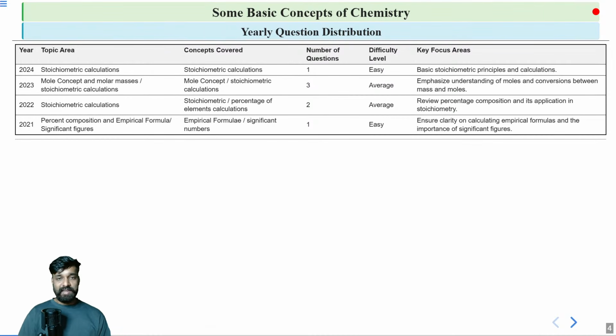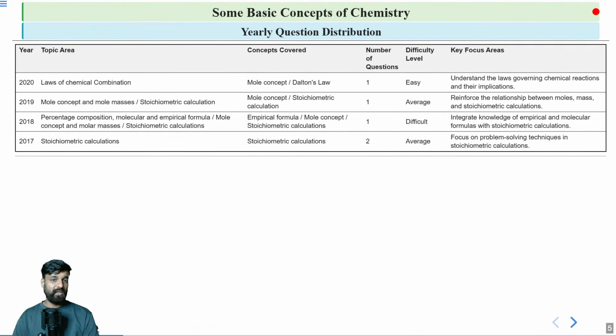Now, let us see the analysis on this basis. You can see that in every year, starting from 2021 to 2024, you would see questions from these three topics only. Like in 2024, you were asked a question of stoichiometric calculation, one question was there and that was of easy level. Okay. Then again, in mole concept and molar mass in the stoichiometric calculation, three questions were asked from the mole concept and all of them are of average level. Right. Moving on further.